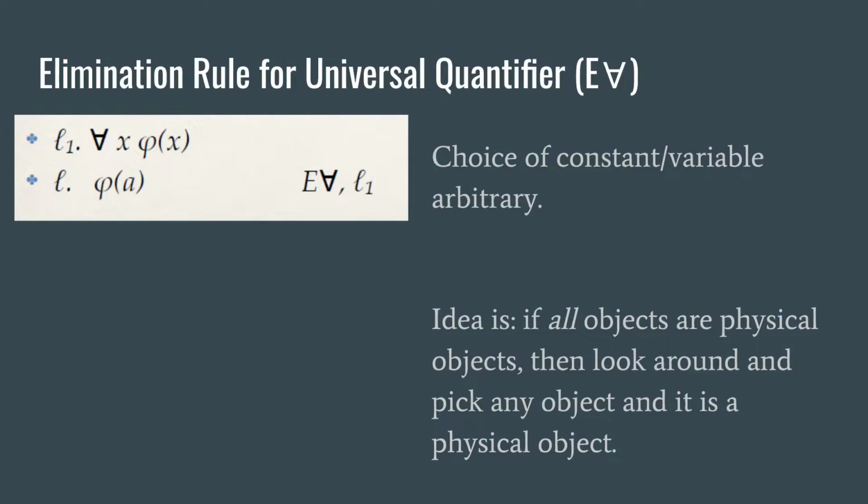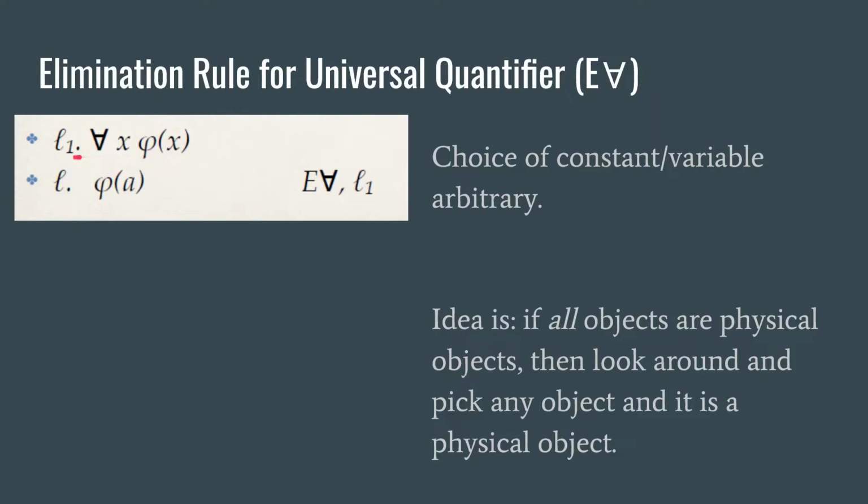For now, we're going to skip over to the elimination rule for the universal quantifier, which is also very simple. What you can do here is if you have the universal quantifier on a line, you can delete the universal quantifier and instantiate any arbitrary individual constant. Suppose this statement was, for all x, x is a physical thing. Well, if all things are physical things, then look around, pick any old thing you want, and it's going to be a physical thing.